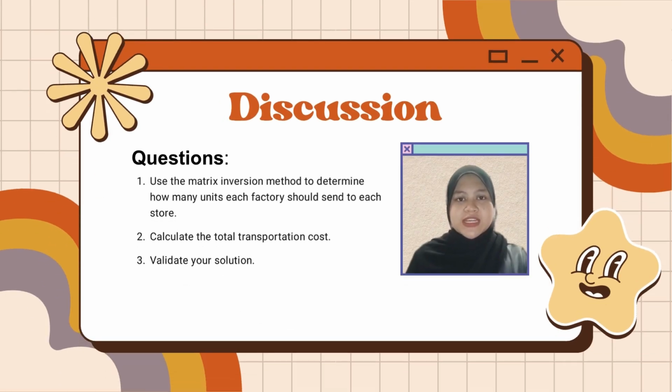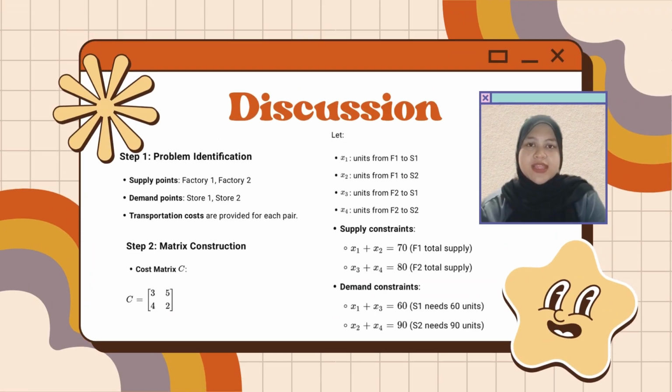As you can see here, there are 3 questions that we need to answer based on the transportation problem statement. First, use the matrix inversion method to determine how many units each factory should send to each store. 2. Calculate the total transportation cost. And lastly, validate the solution. Now, let's see the steps to solve each question.